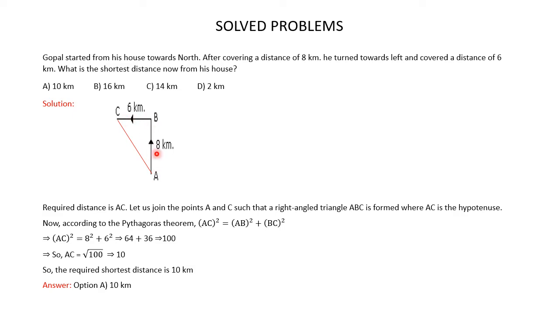Now we know that AB is 8 kilometers and BC is 6 kilometers. So AC squared is equal to 8 squared plus 6 squared, which is nothing but 64 plus 36, which is 100. So AC squared is 100, which means AC is equal to square root of 100, that is 10. So the required shortest distance is 10 kilometers. The correct answer is option A, 10 kilometers.